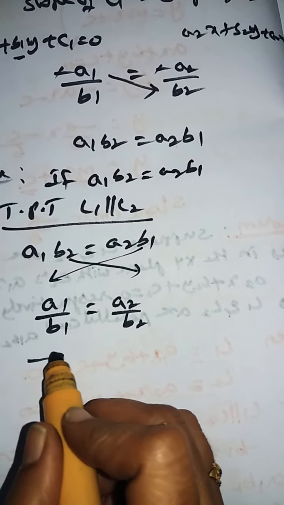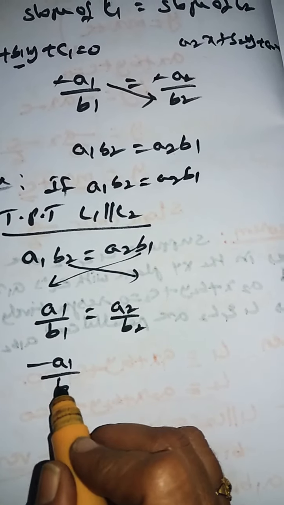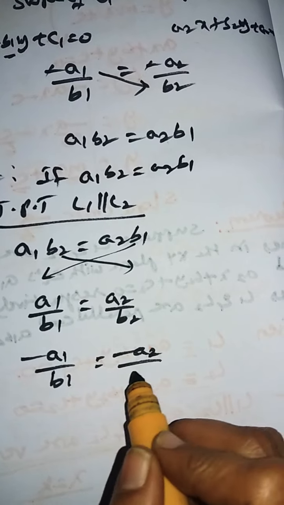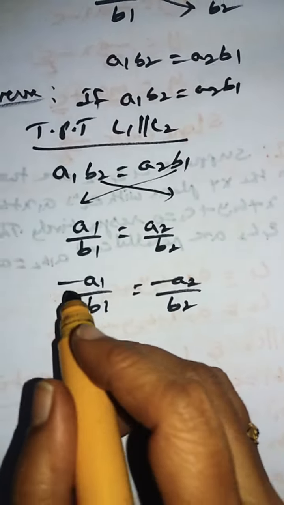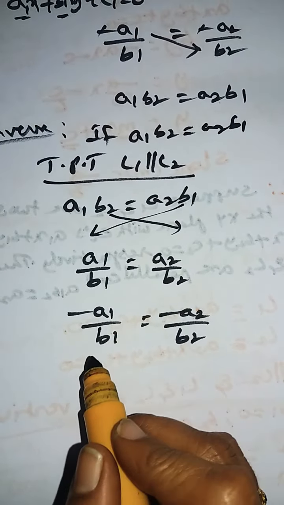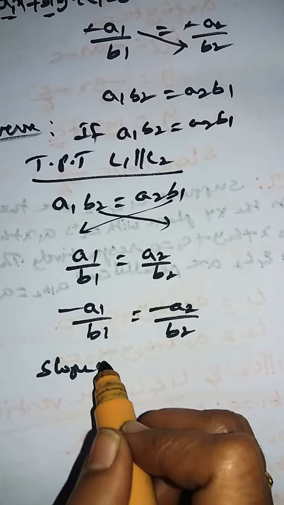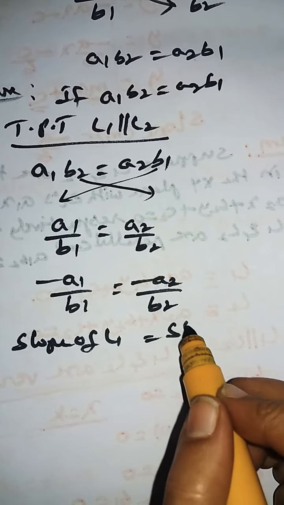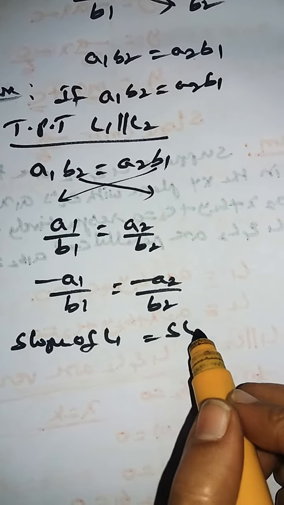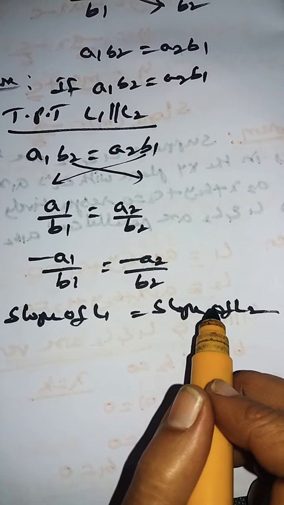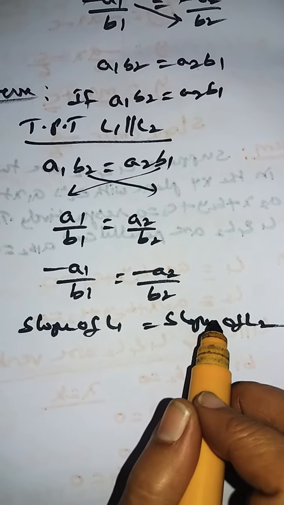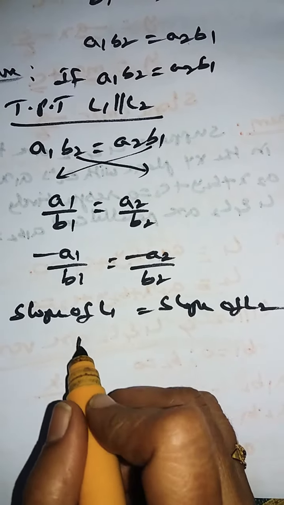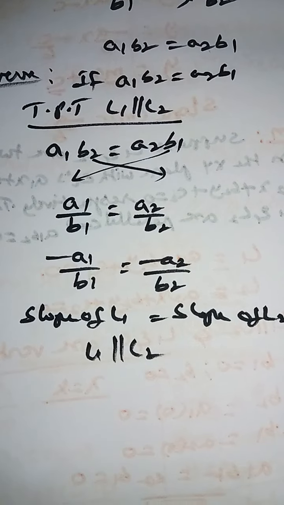So apply minus on both sides. Minus a1 by b1 is equal to minus a2 by b2. What is the meaning of this? This is nothing but the slope of line L1, and the slope of line L2. Means what? The slopes of two lines are equal. If slopes of two lines are equal, L1 is parallel to L2.